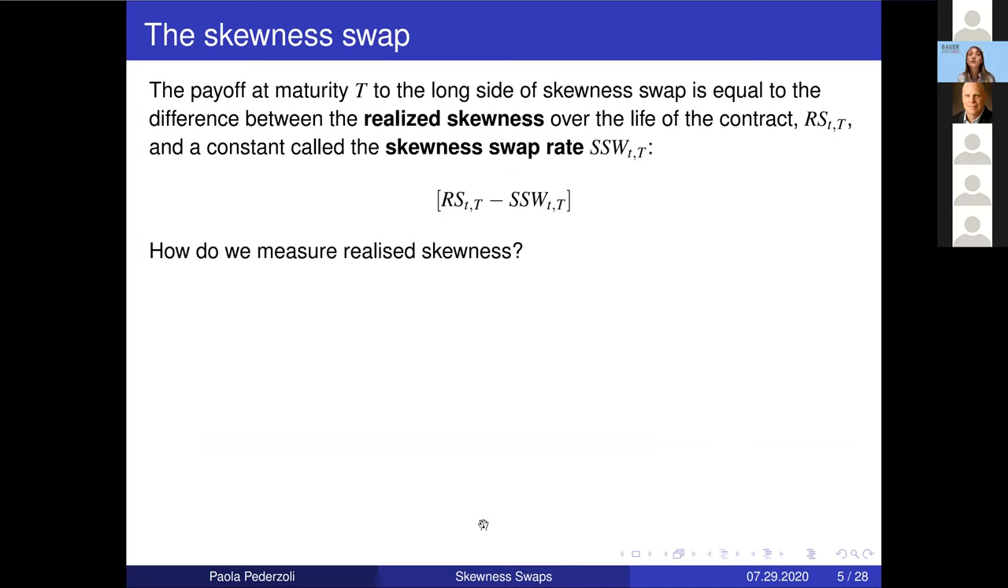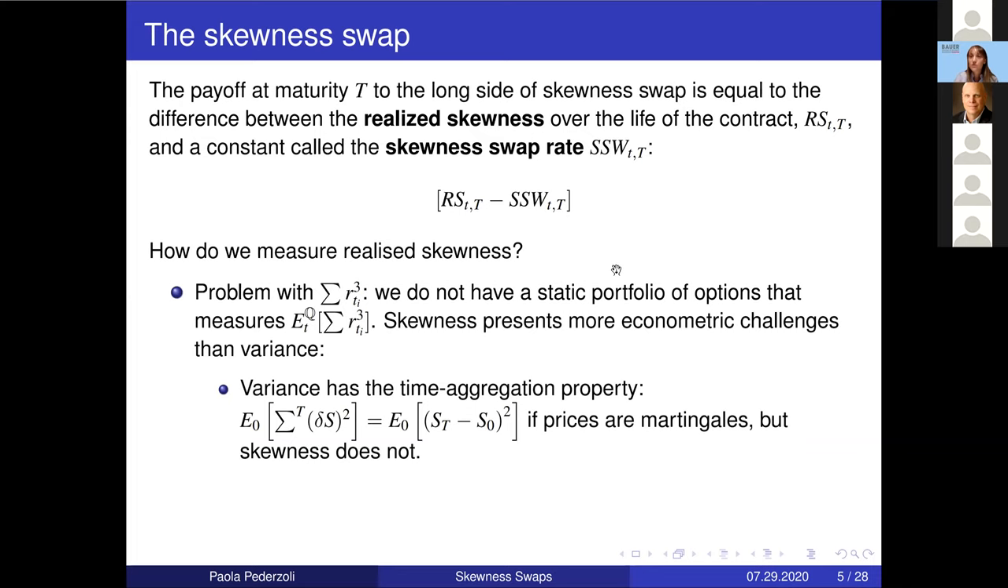So then, what is a skewness swap? The skewness swap is defined in exactly the analogous way. It's a contract where the long side of the skewness swap at maturity gets the realized skewness and pays a skewness swap rate. Now, how do we measure realized skewness? It can be tempting to define the realized skewness as the sum of cubed returns, analogously to what has been done for variance.